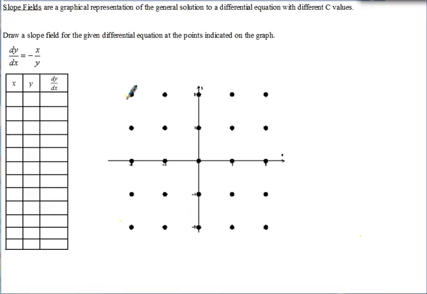the points indicated on the graph, so all these points right here, and set up a little table of information here. And usually the easiest thing to start with is to substitute in what would make the numerator and the denominator 0. So what would make them both 0? If x is 0 and y is 0. Well, if you get 0 over 0, that's what's called indeterminate.